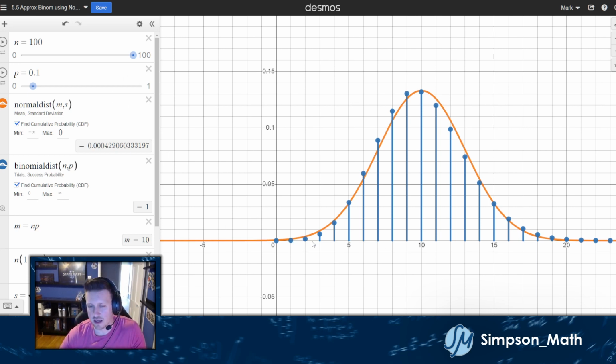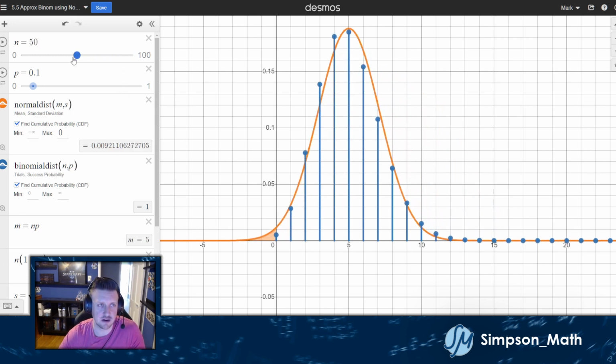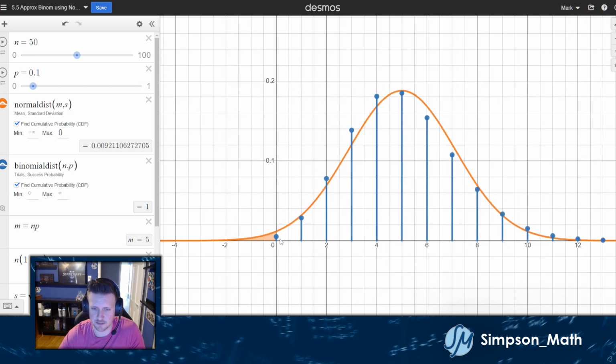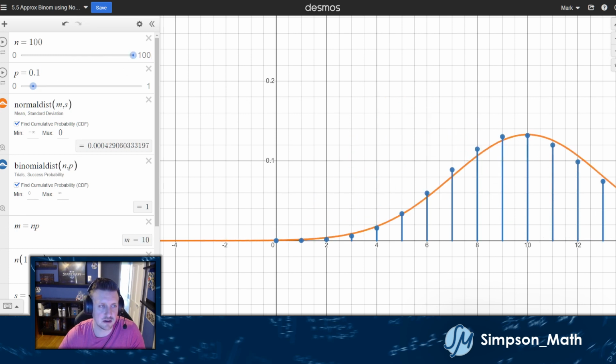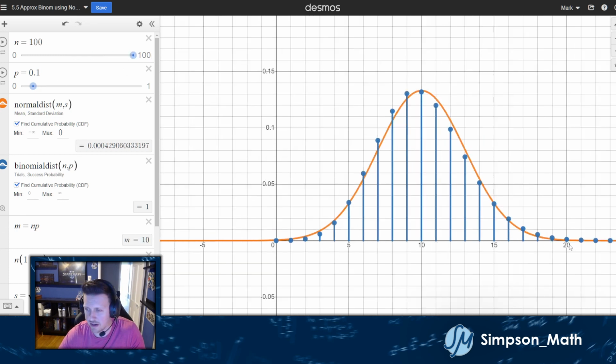Plus also, look how much denser these blue bars are than when it was just 5. Right here, look at the amount of daylight between the bars. I only have basically 12 possible successes that could land under the normal curve, versus here we have about 20 possible successes, which is a little bit denser, since I'm trying to approximate a discrete distribution with a continuous normal one.